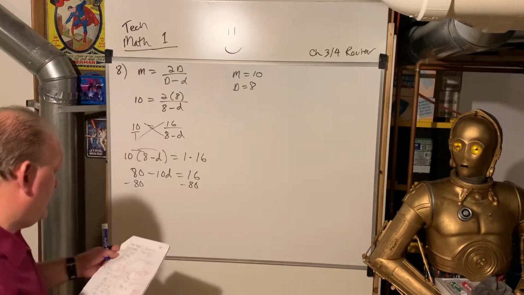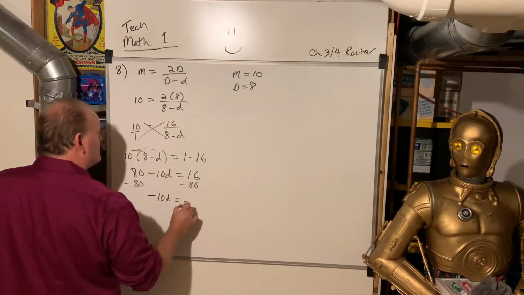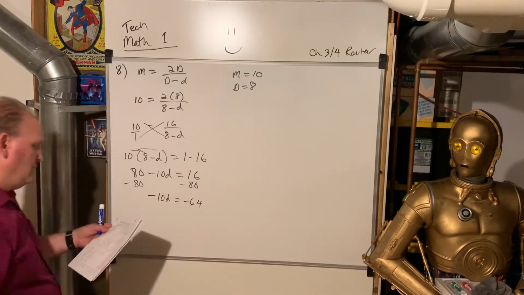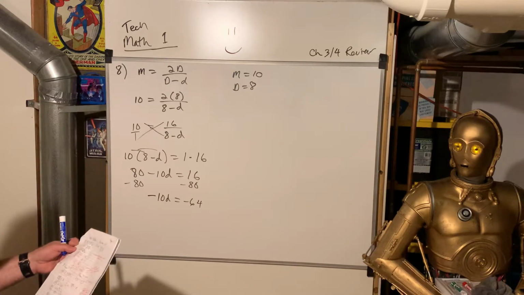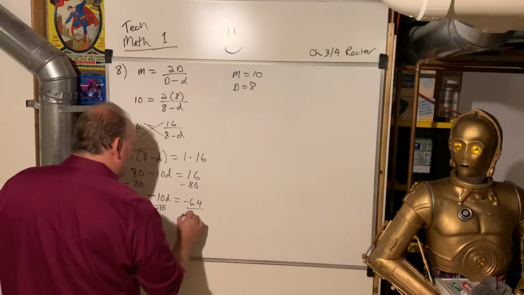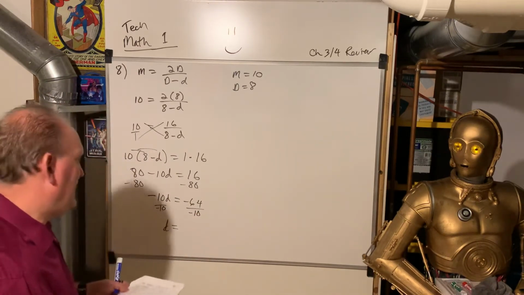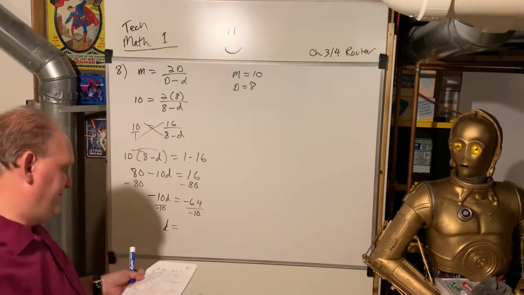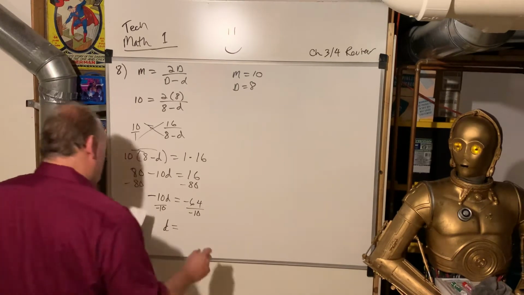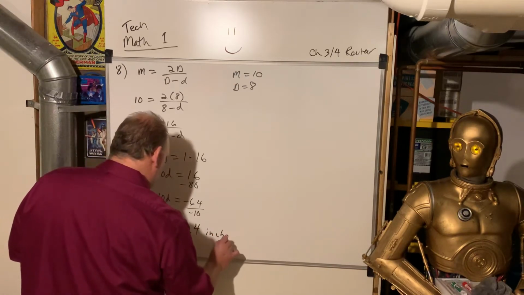And so that is negative 64. So negative 10D is equal to negative 64. And then I divide by negative 10. And now this one, they gave me context. This is a length. So I'm not going to leave it 32/5. I'm going to actually divide it into 6.4 inches.